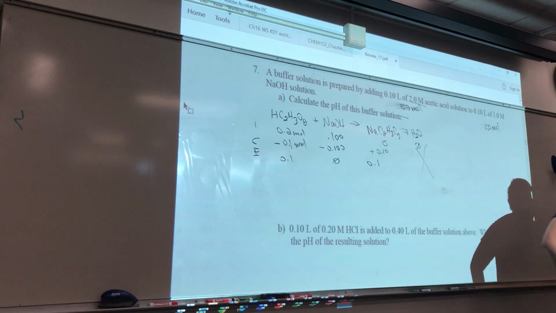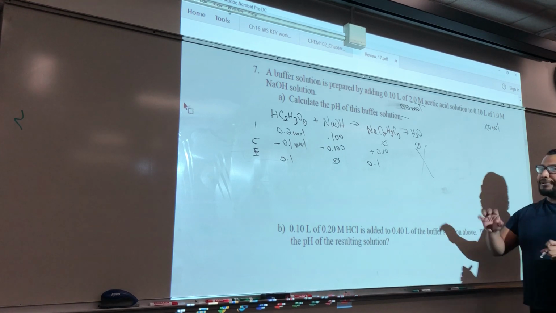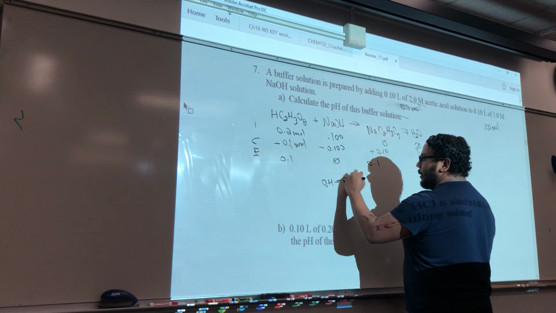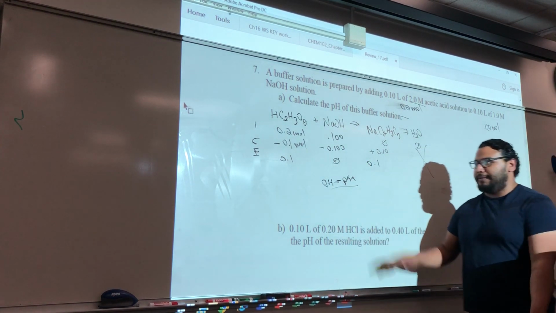It'd be the half equivalence point, right? When you have exactly half the moles of your titrant that you do of your analyte, you produce a solution where your pH is equal to your pKa, right? So let's verify that, and then we'll continue from there.